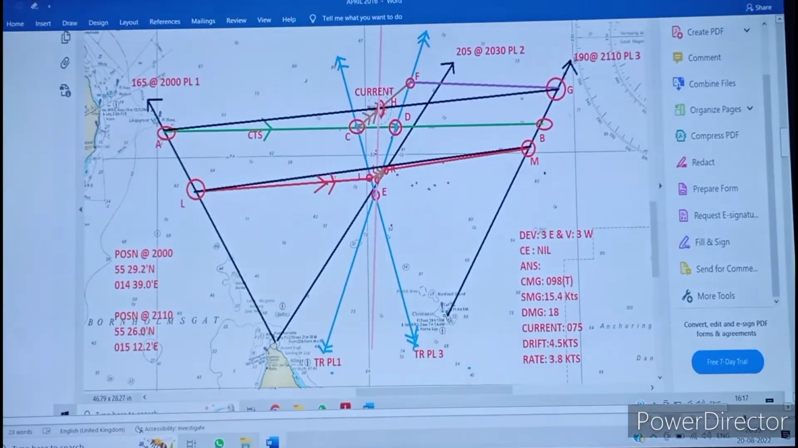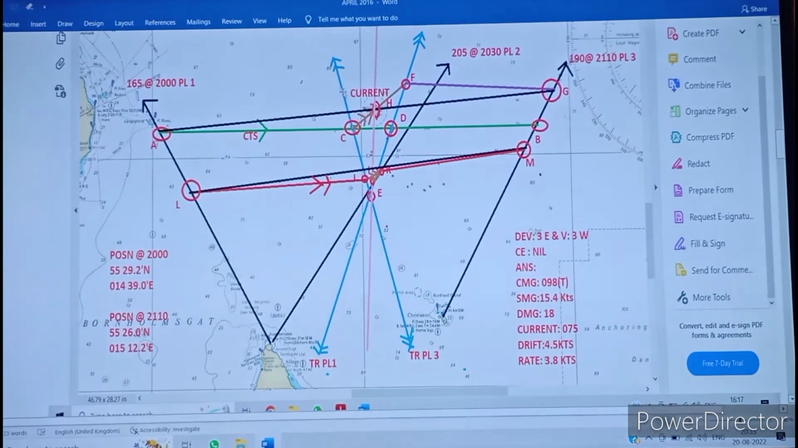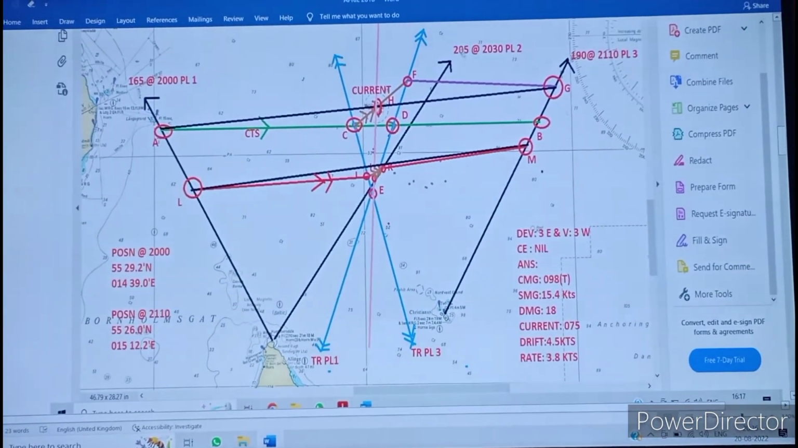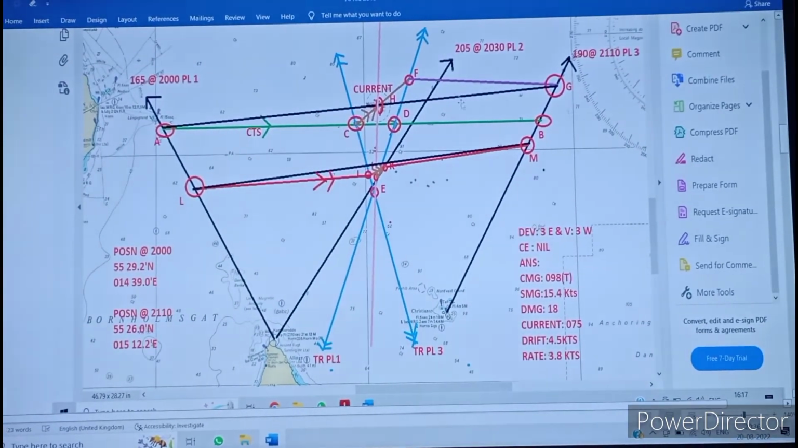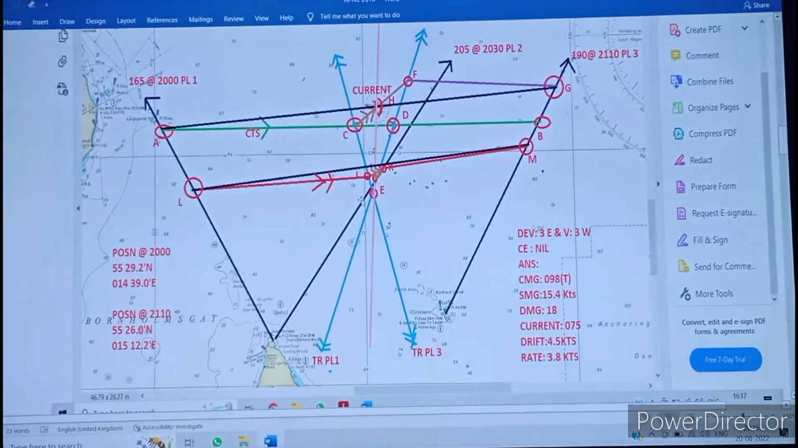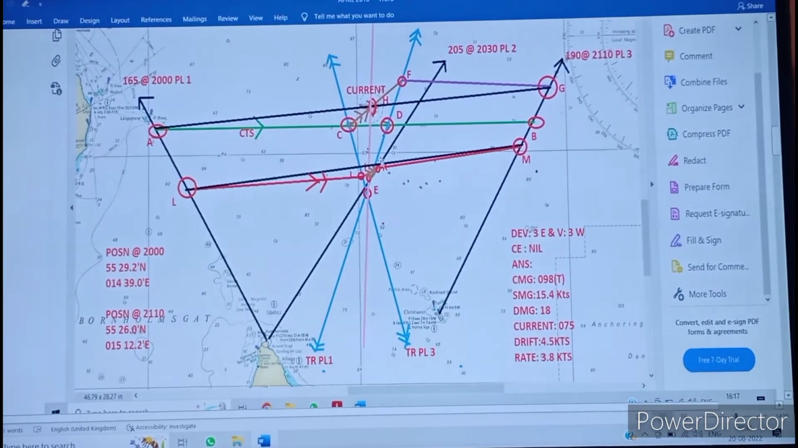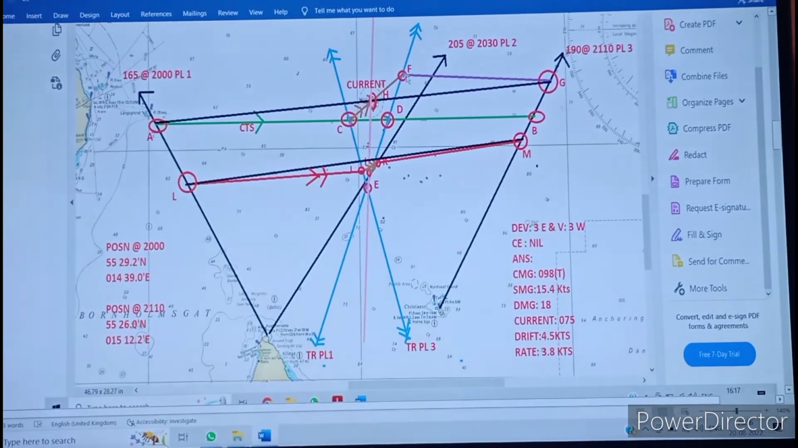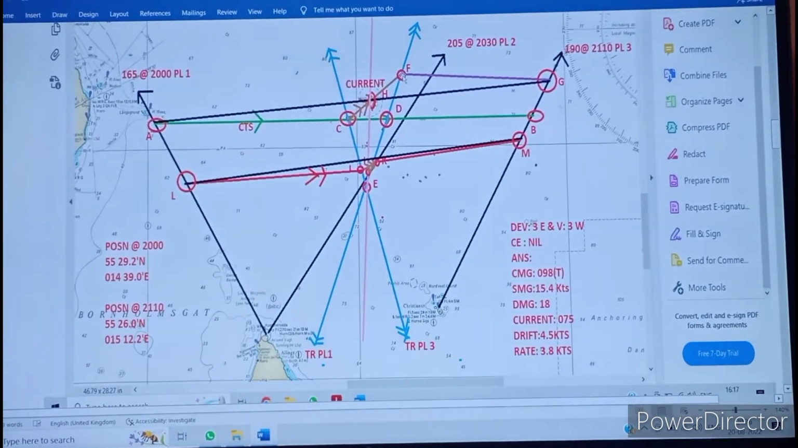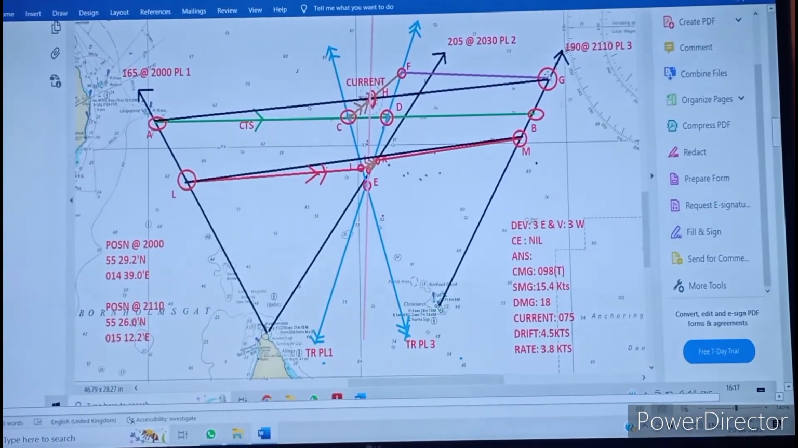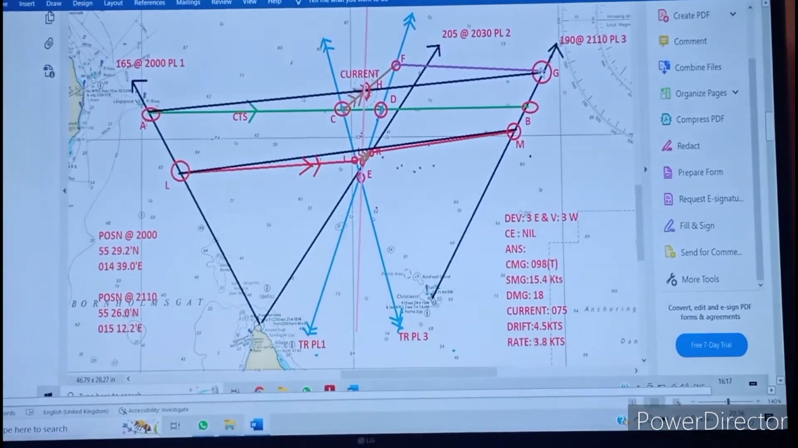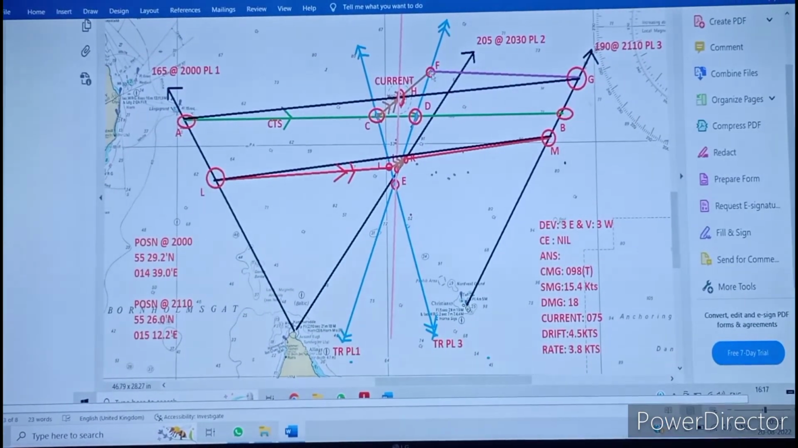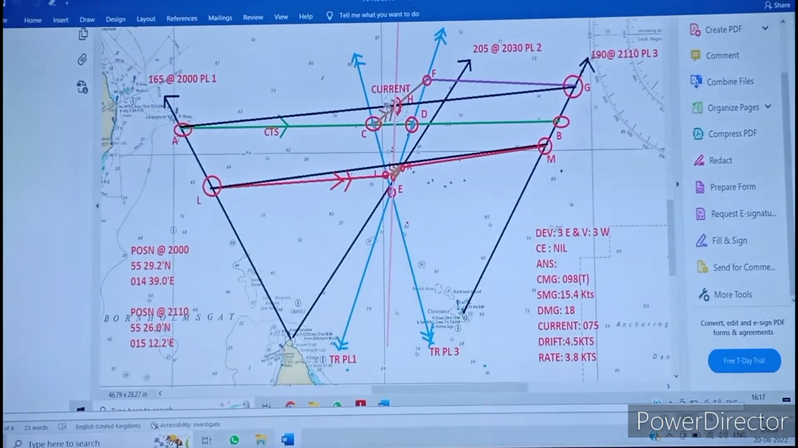Now from C we draw a transfer of the first PL, and from D we transfer the third PL. Where these two transferred PLs intersect becomes E. Now from C we draw our current. On the third transferred position line we get F. Now from F we apply the CTS on the third PL, so we get G. Now we join AG. It will cut somewhere on the current which we applied, and this becomes H.